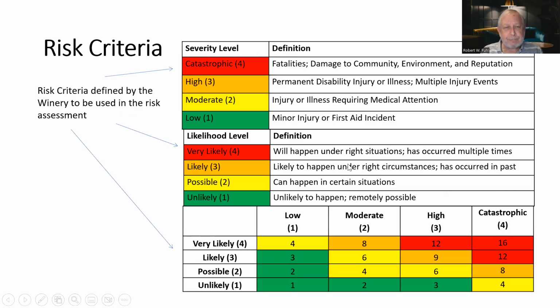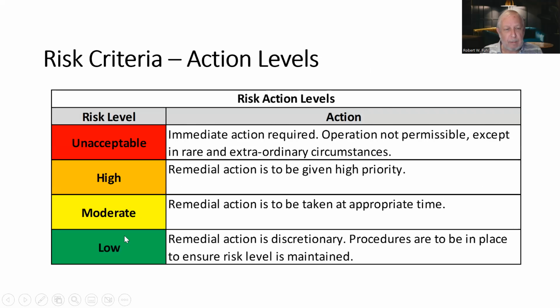and people with the winery. This is the risk criteria defined by the winery to be used in the risk assessment. Severity levels: low, moderate, high, catastrophic, 4 levels. Likelihood: very likely, likely, possible, unlikely, 4 levels. So there you go, a 4x4 matrix. That's just outlining the risk matrix they're going to use, which is fine. They can use any risk matrix that they want.